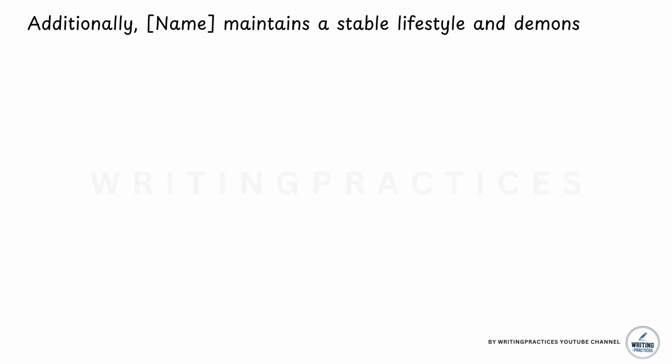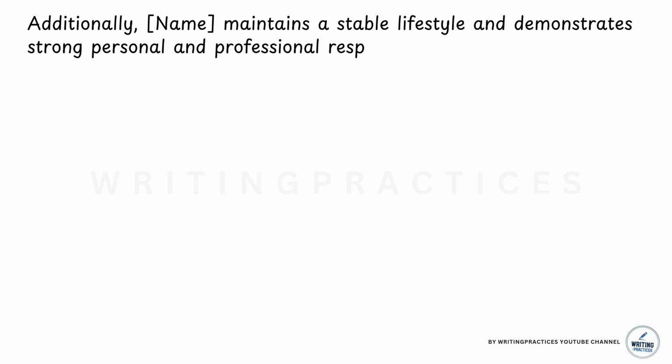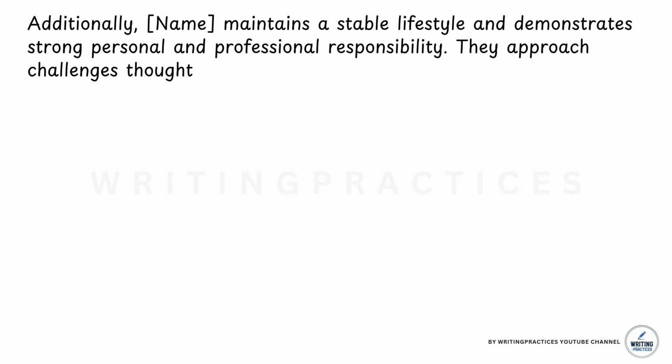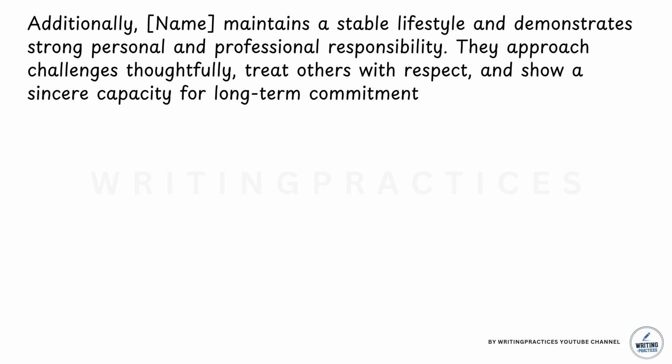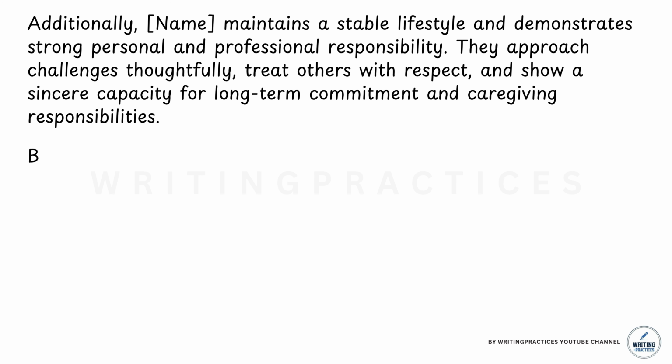Include specific observations whenever possible, instead of only broad descriptions. Stability and responsibility. This section addresses long-term responsibility and caregiving readiness. For example, additionally, they maintain a stable lifestyle, approach challenges thoughtfully, and demonstrate strong personal and professional responsibility. This helps reinforce their suitability for adoption. Mention stability, commitment, reliability, or caregiving qualities supported by your observations.